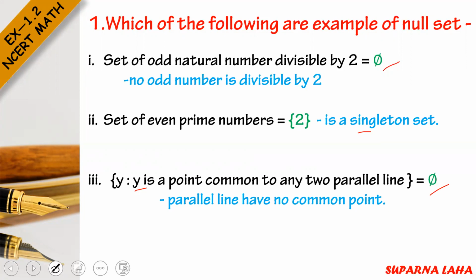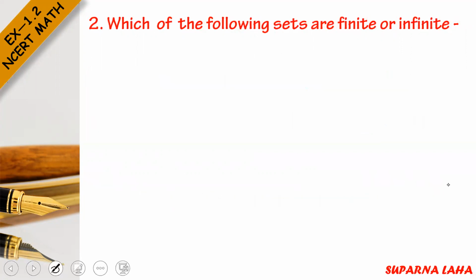You need to identify which one is a null set and which one is not a null set, and give the reason, at least a justification of your choice, whether it's a null set or not. So moving to the next question, which of the following sets are finite or infinite? Now we need to identify whether the given sets are finite or infinite.